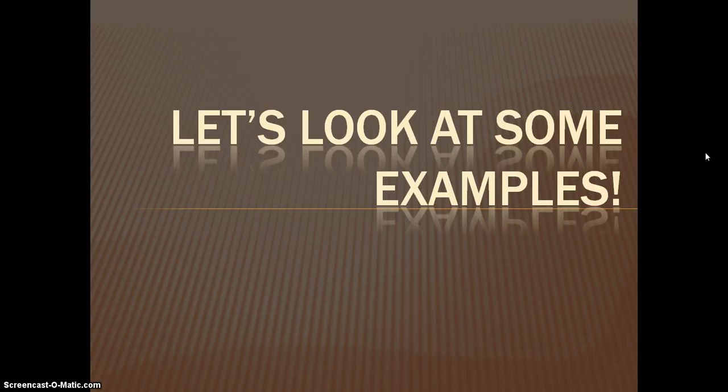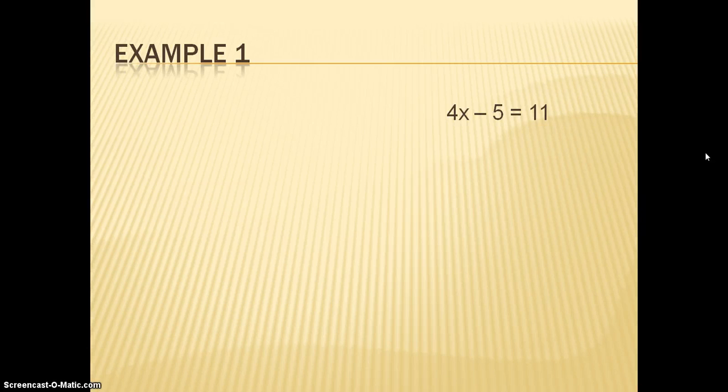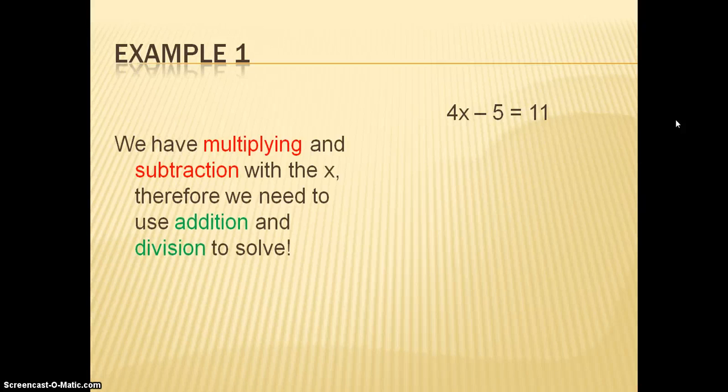So let's take a look at some examples. I'm going to show you three different kinds today. So here's our first one. We have 4x minus 5 is equal to 11. And now let's identify what we have. Well, between the 4 and x we have multiplication, and then this is a subtraction problem. So the opposite to solve this would be to do addition and division.